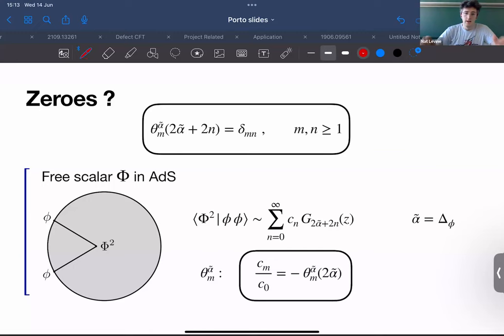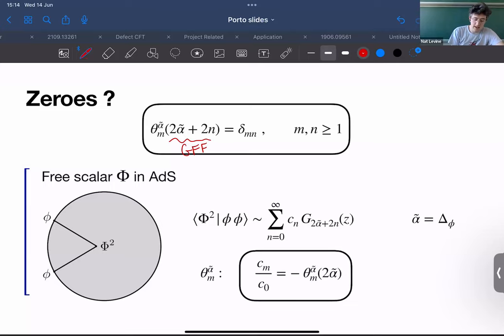So these theta m of alphas have zeros at the double traces 2 alpha tilde plus 2 n. So in some sense, they're dual to this GFF-like spectrum. And so you see that the nth theta has a 1 at the nth point in this spectrum. And so this basically means that these theta functionals, their purpose in life is to bootstrap the solution of this problem corresponding to free theory in ADS.